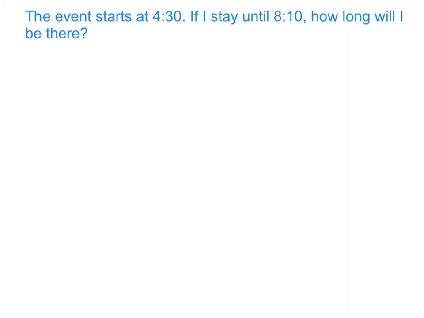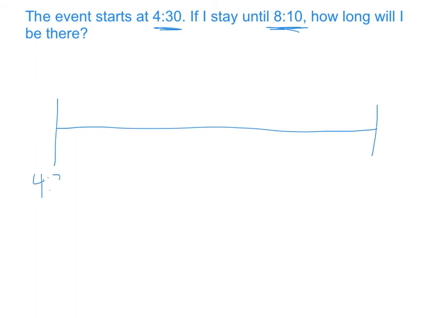Alright, so let's work through this together. Now I know my event started at 4:30 and it ended at 8:10. So I'll draw my timeline, again kind of like a capital I on the side. 4:30 being the start time, I'll put that at the start of my timeline, and 8:10 being the end, I'll put that at the end. Now, what's the next whole hour after 4:30? Well, it's not 5:30, because that would be adding a whole hour. I just want the next whole hour, so that would be 5 o'clock.